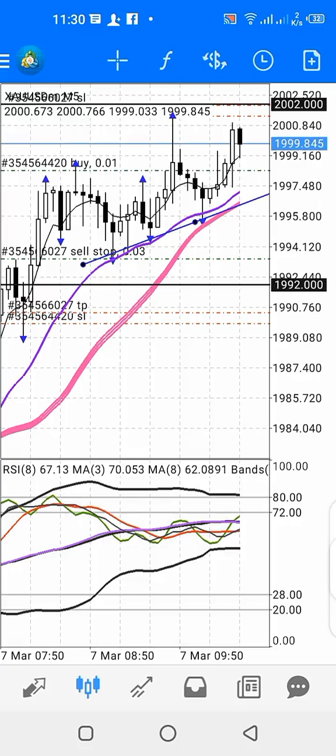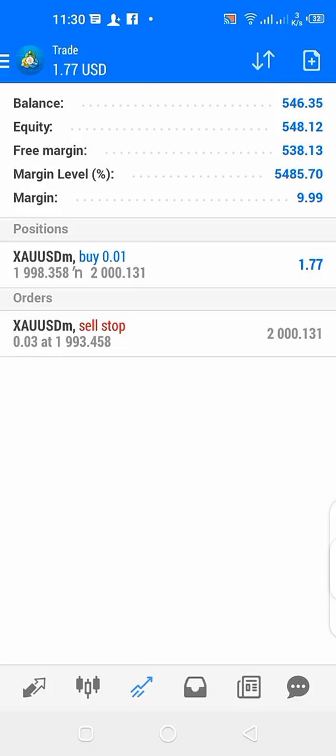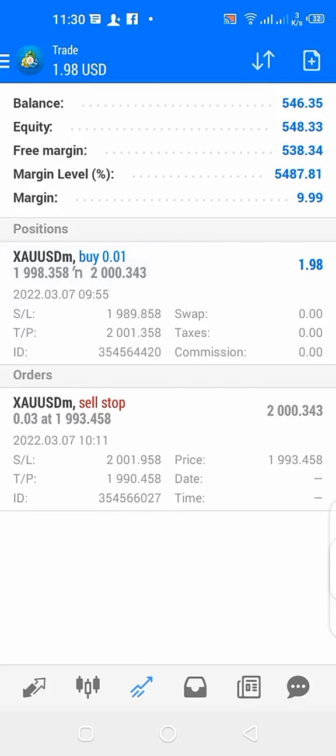But as it is right now, if price drops and triggers my sell stop, that's at 1993.458, then that means Grail Hedge strategy has begun and management of the trades will continue. Of course, I have my robots managing the placement of the trades.